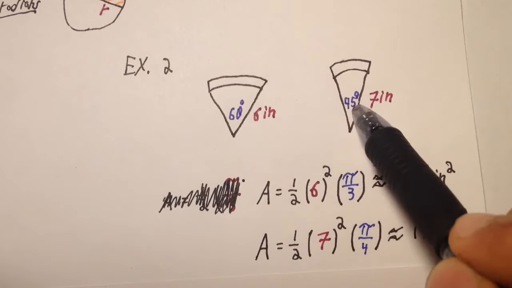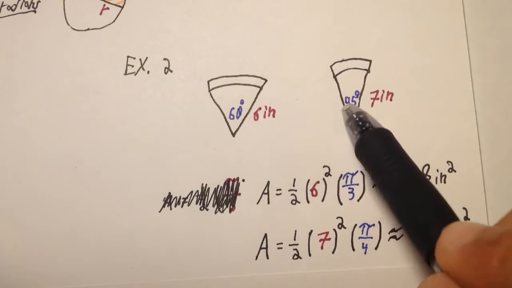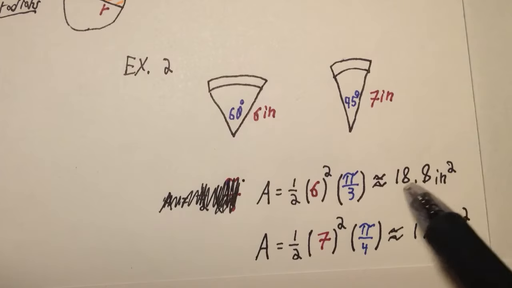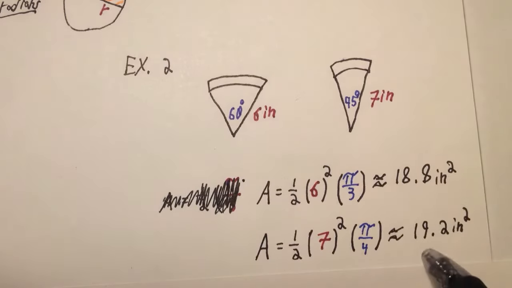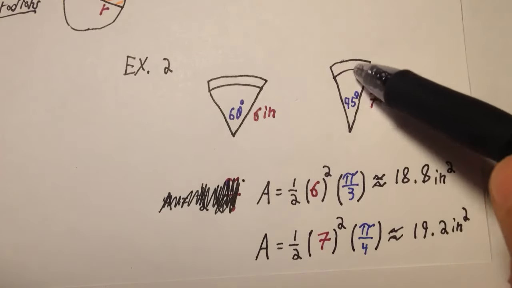And my angles are in degrees, so I'm simply going to convert: 60 degrees is pi over 3, 45 degrees is pi over 4. The overall area is therefore 18.8 for this pizza and 19.2 for this pizza. So obviously, if I wanted more pizza, I'll go with this one.